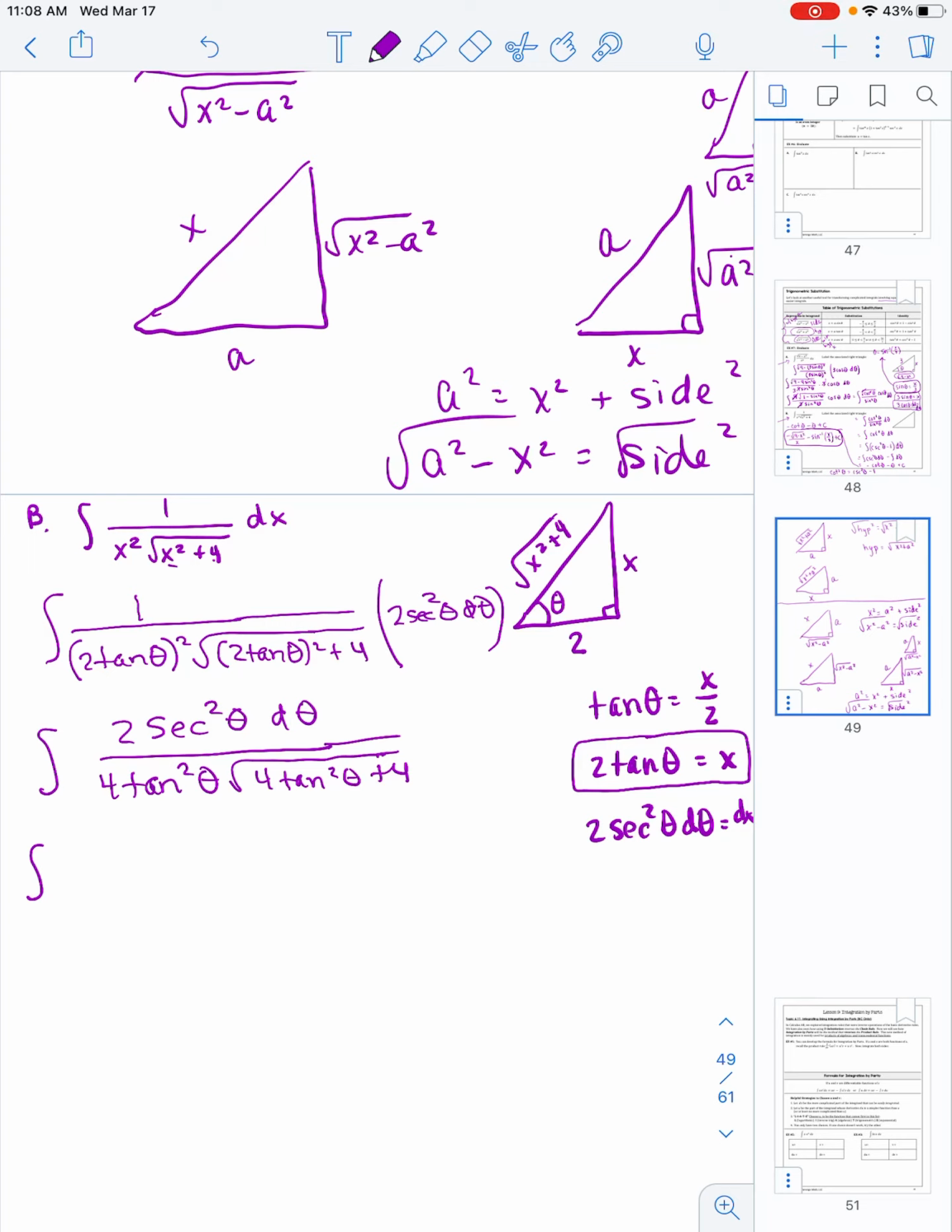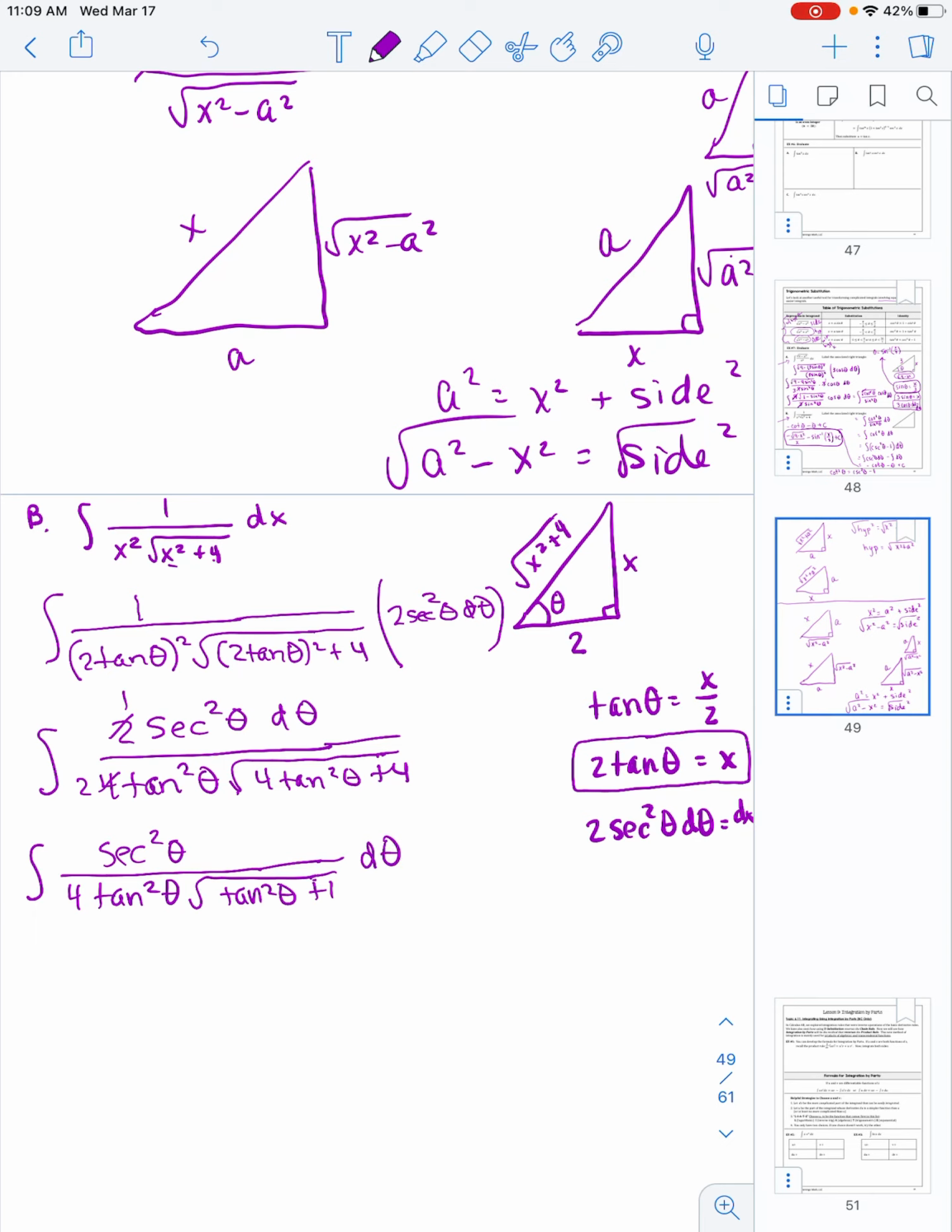I know I can factor a 4 out of this underneath the root. So it's going to come out as the square root of 4. And the square root of 4 is 2, times 2, so there's going to be a 4 here. And the square root is going to end up being tangent squared theta plus 1.